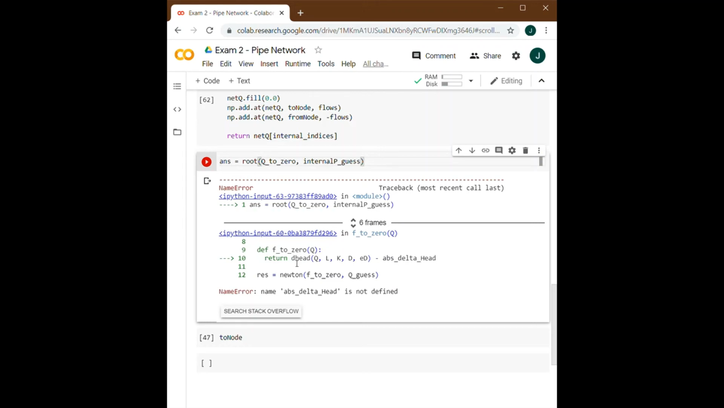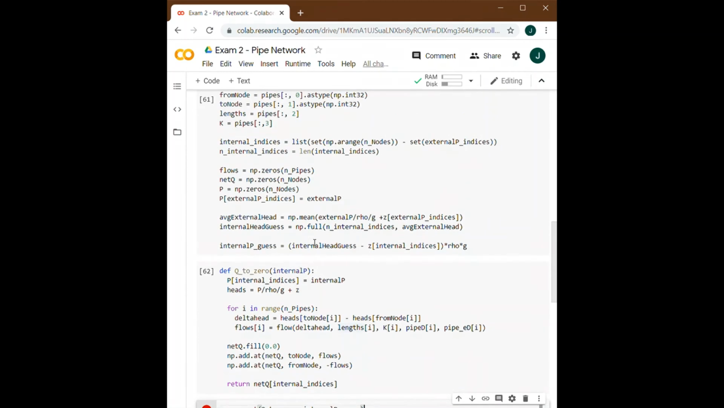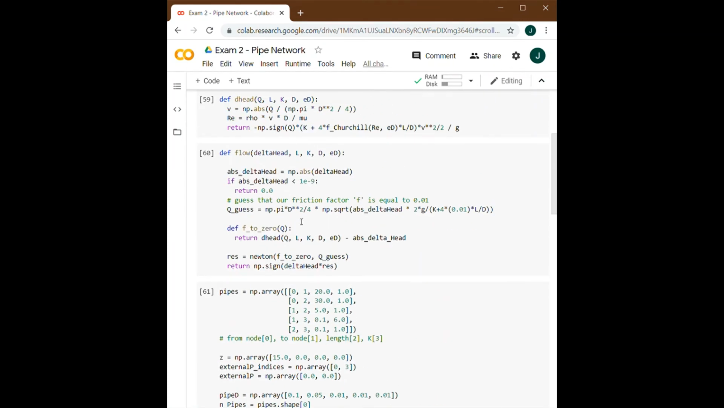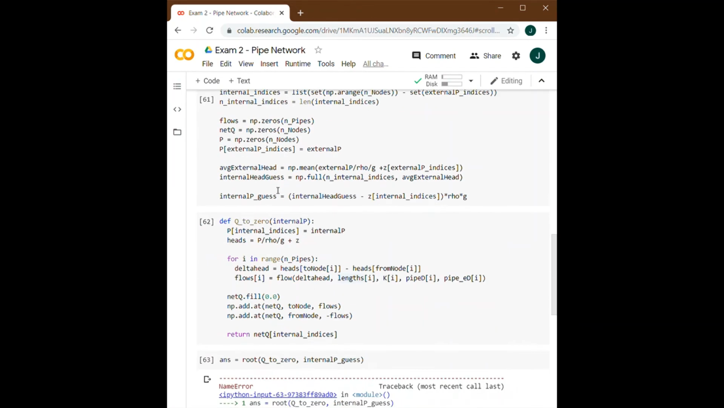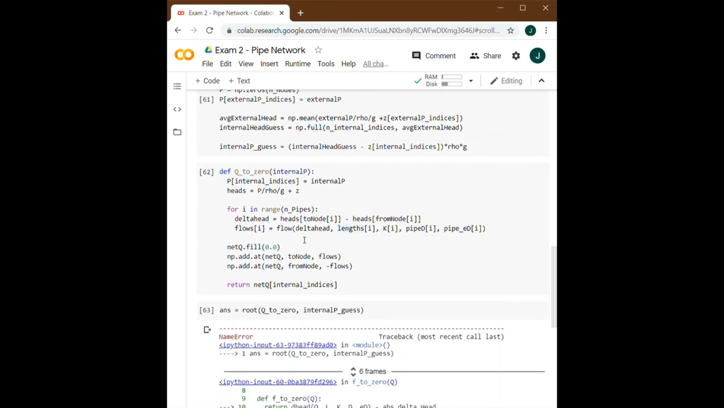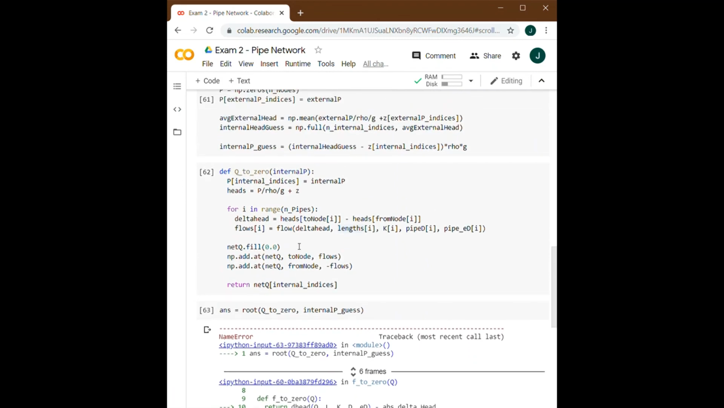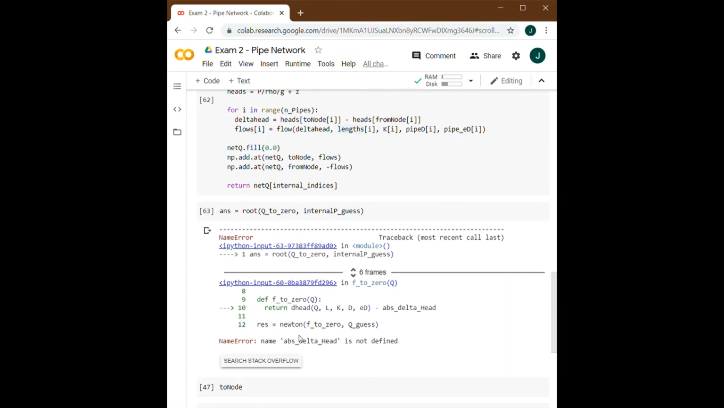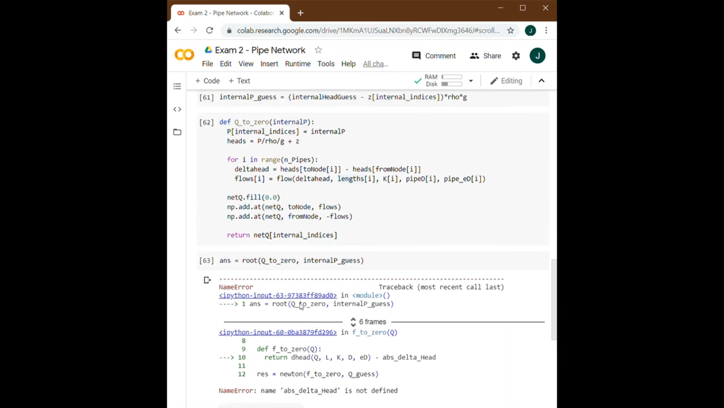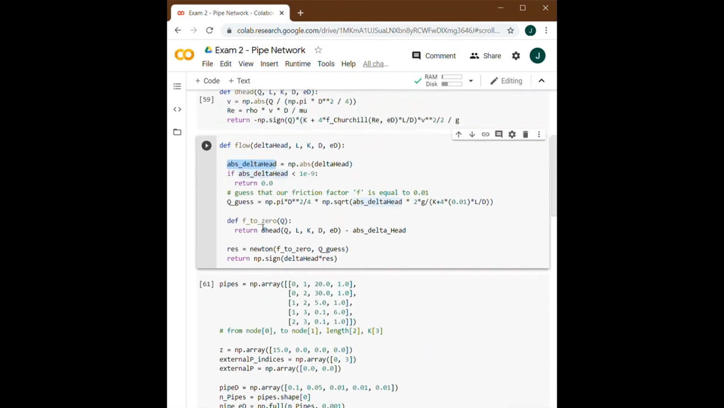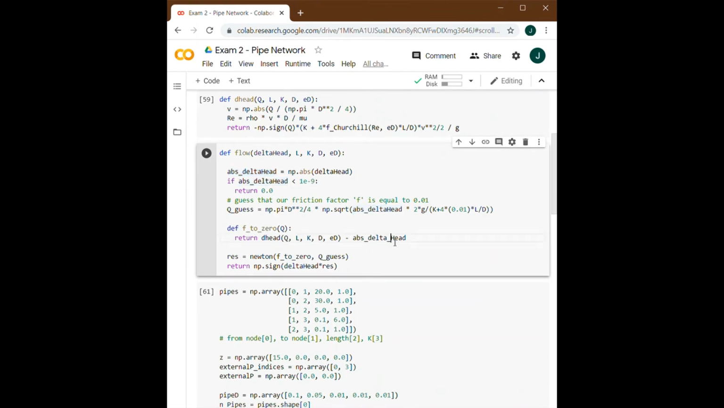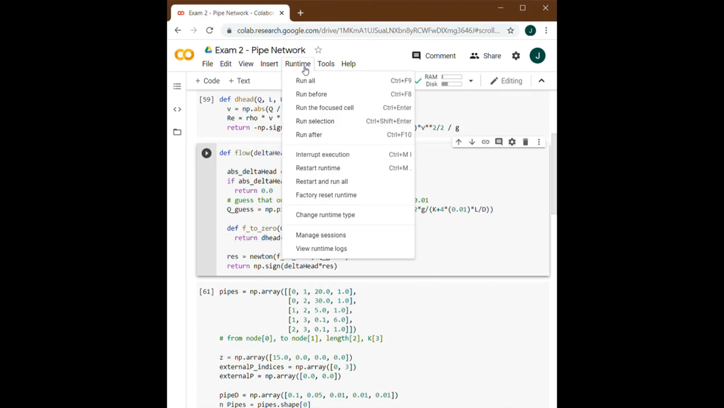Okay, so with this one, we created this variable here, abs delta head. But when we referenced it here, where'd it go? When we referenced it here, we accidentally added an extra underscore.